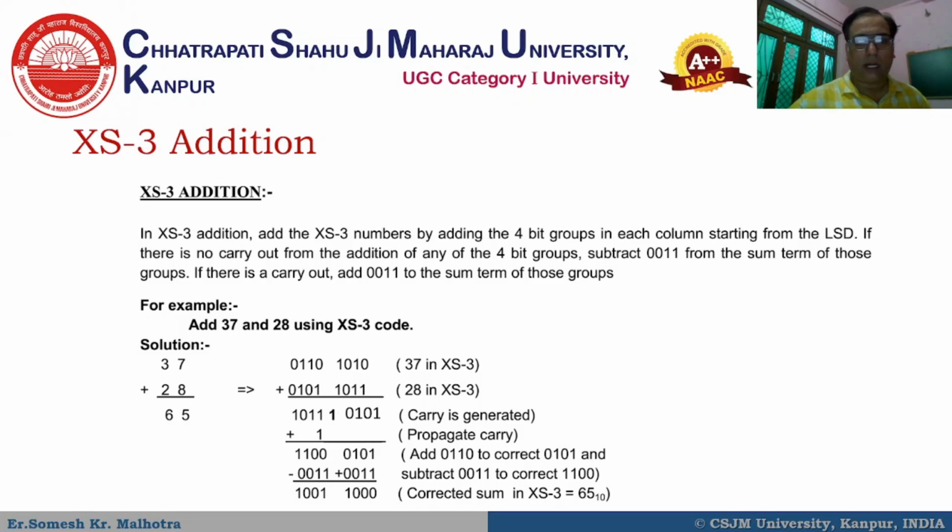Add 37 and 28 using SS3 code. So 37 is given by 0110 1010 in SS3 code. 28 is given as 0101 and 1011. Now, I simply do the addition.